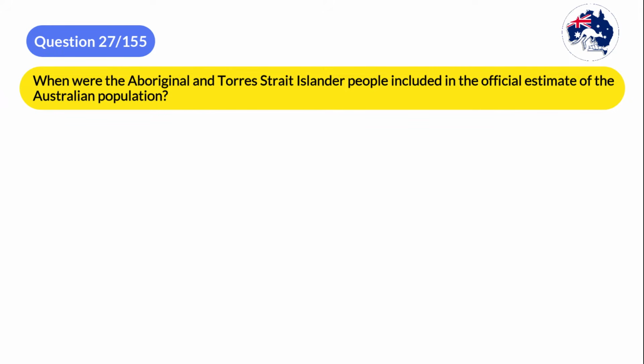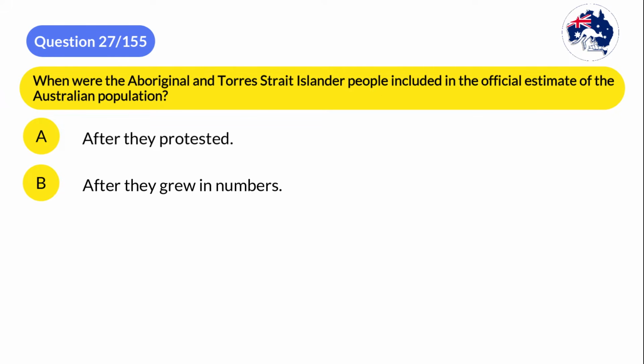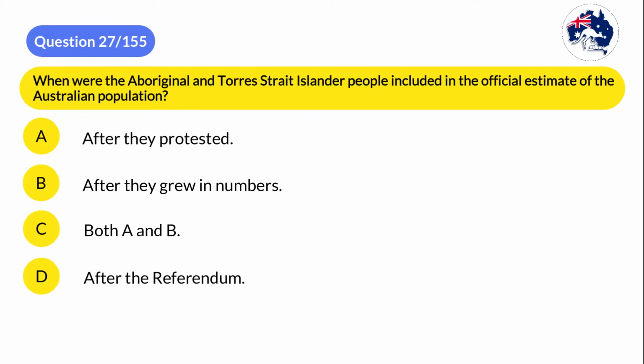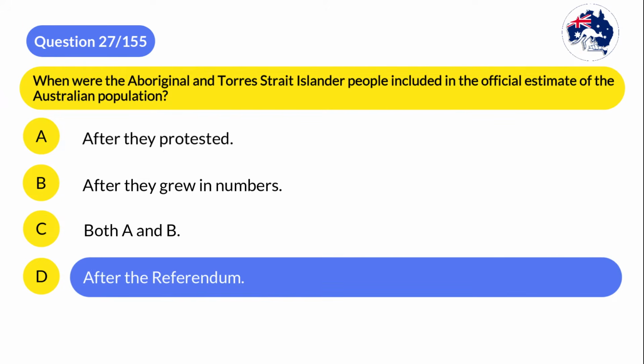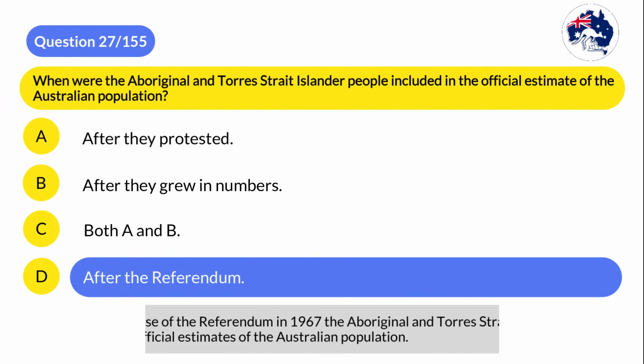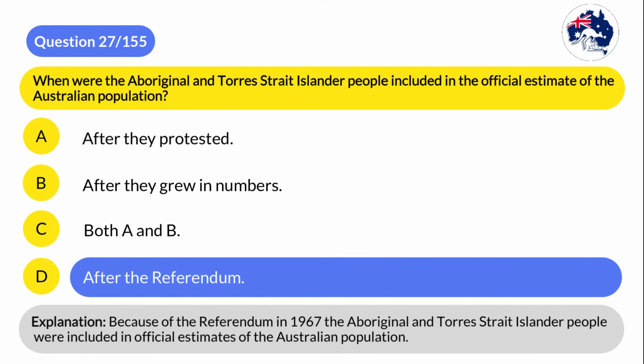Question 27. When were the Aboriginal and Torres Strait Islander people included in the official estimate of the Australian population? A. After they protested. B. After they grew in numbers. C. Both A and B. D. After the referendum. The correct answer is D. After the referendum. Explanation: because of the referendum in 1967, the Aboriginal and Torres Strait Islander people were included in official estimates of the Australian population.